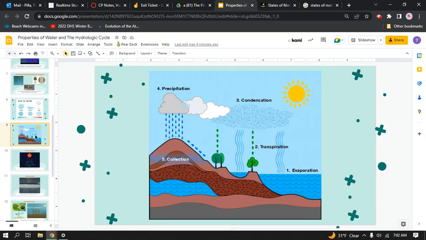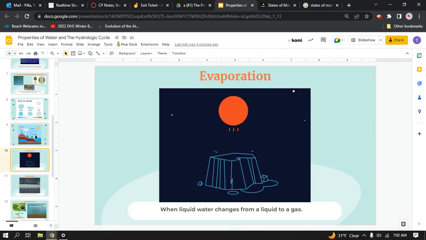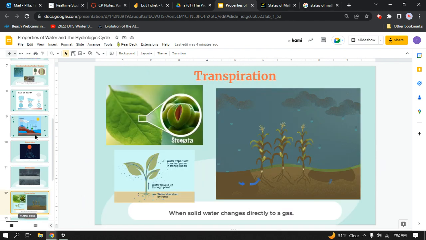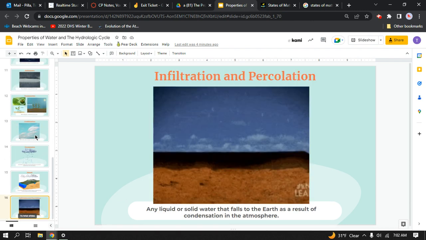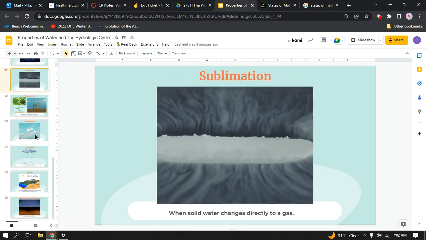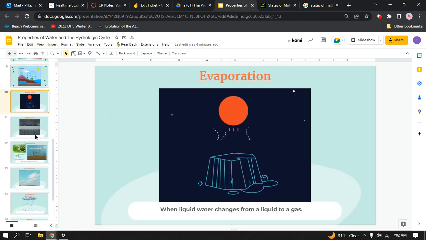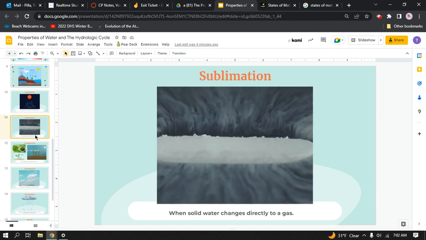And that is how water is able to change through the processes of evaporation, sublimation, transpiration, condensation, precipitation, runoff, infiltration, and percolation. Everyone knows evaporation. That is when the liquid turns into a gas, usually from energy input like the sun.